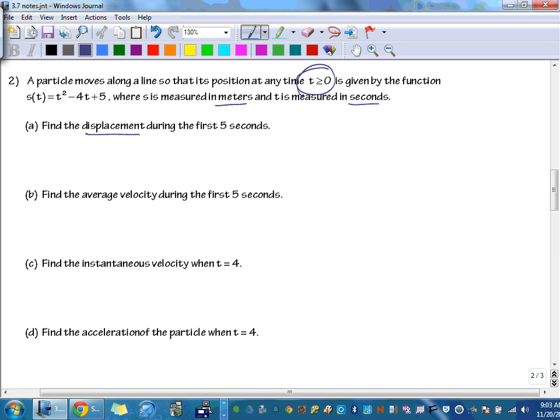So that's just the change in position from 0 to 5. To do that, we're going to do s of 5 minus s of 0. Right, position after 5 seconds minus our initial position when t is 0. So s of 5, we put 5 in there, we get 5 squared minus 4 times 5 plus 5. That's going to give us 10. And s of 0, if we put 0 in for t, we're just going to get 5 out. So our displacement is going to be 10 minus 5, which is 5 meters.